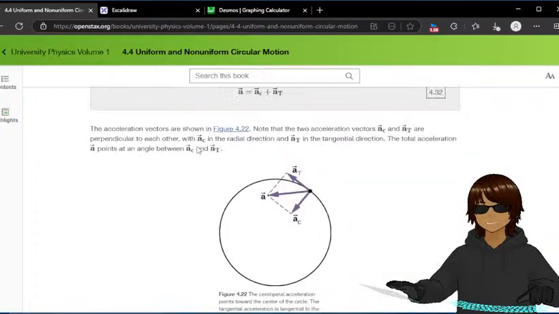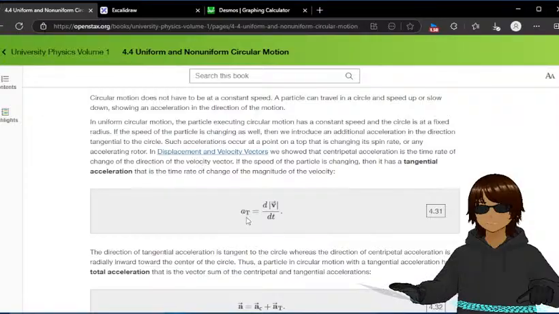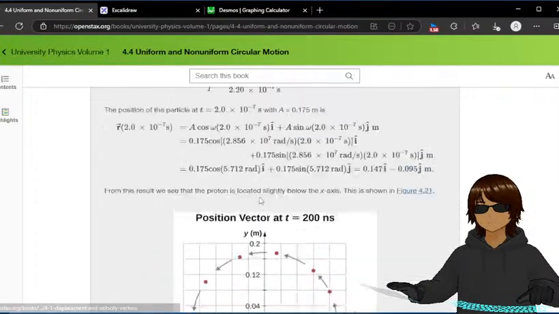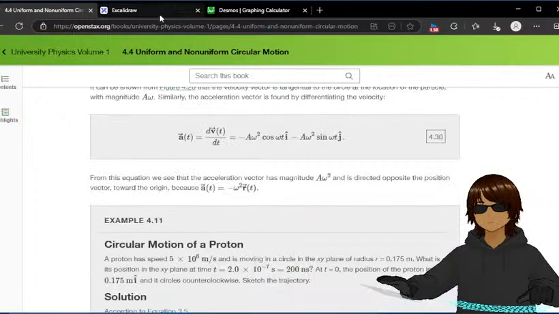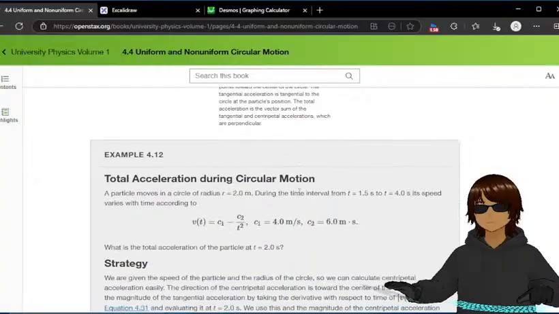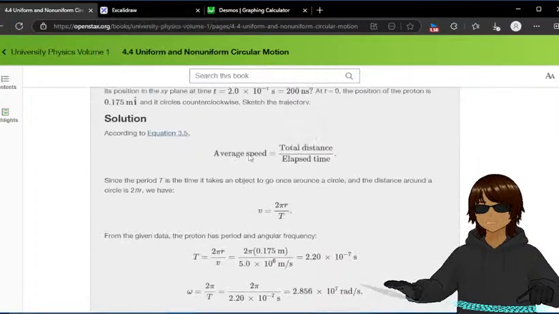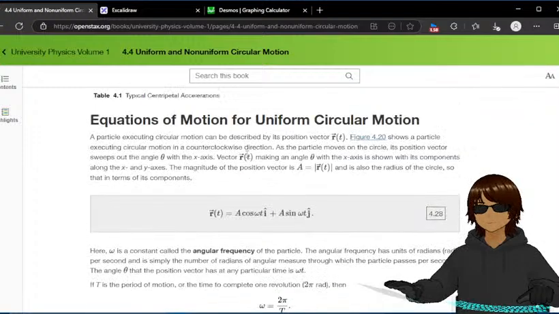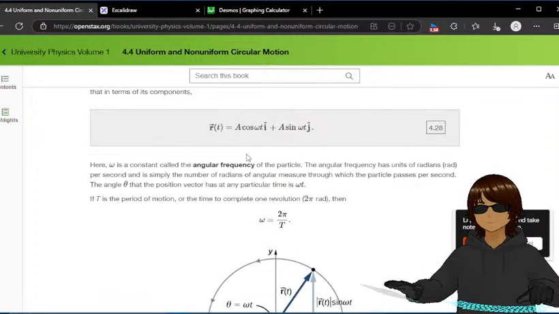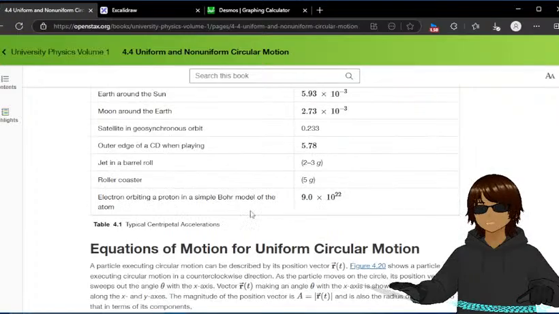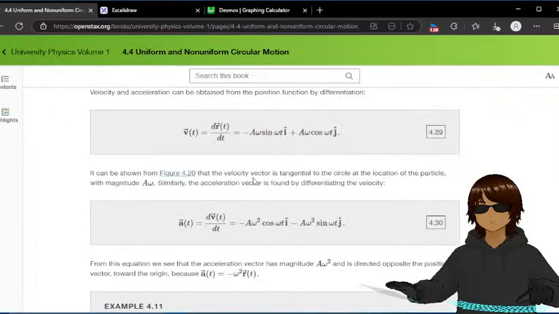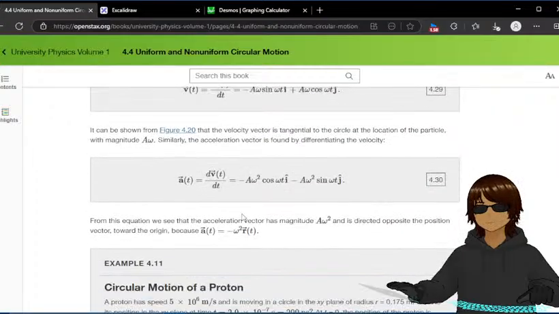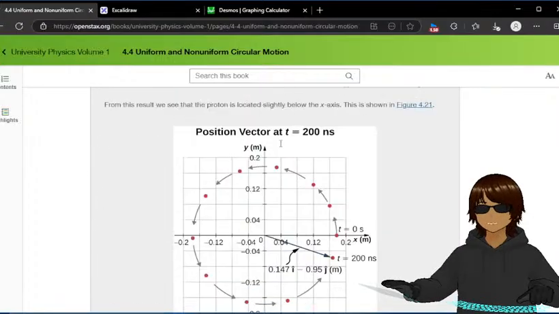But yeah, we got this. But what about the centripetal one? We have the radius of 2 meters, right? The centripetal one would be... these are for uniform motions. Now this is for uniform motion.